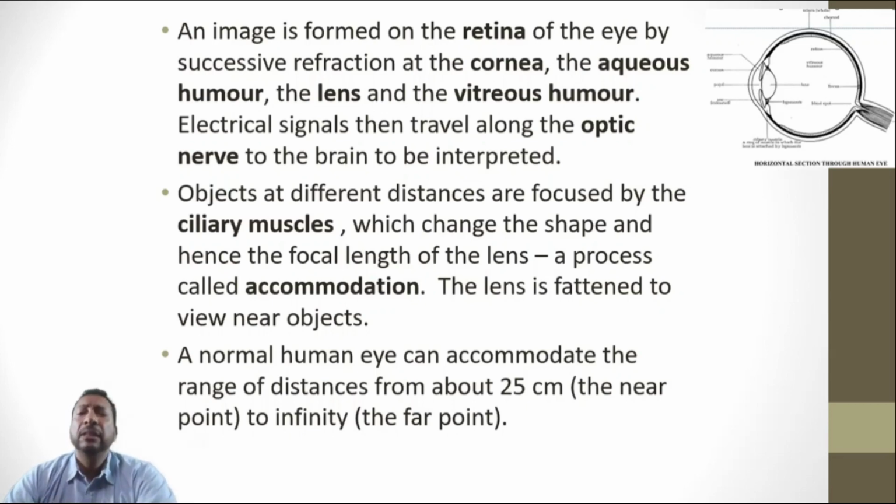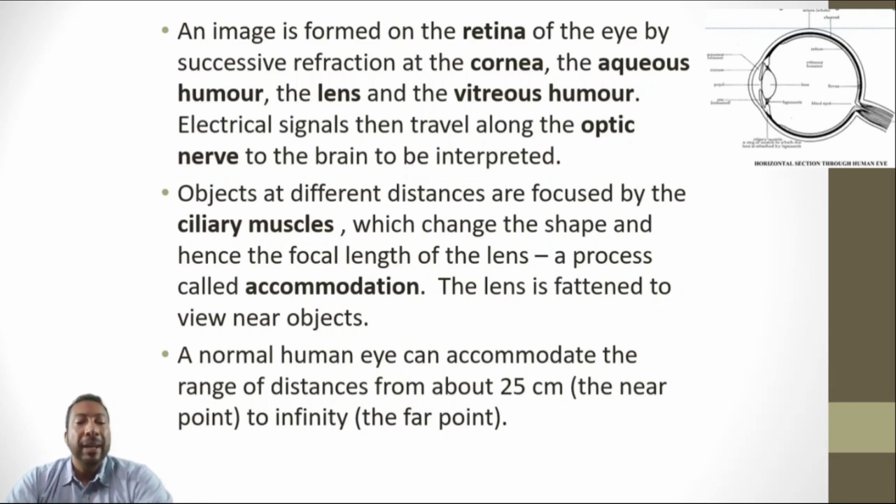Objects at different distances are focused by the ciliary muscles, which change the shape and hence the focal length of the lens, which is a process known as accommodation. The lens is flattened to view near objects. So the ciliary muscles release and make the lens fatter to view near objects. To view further objects, they then contract and make the lens thinner.